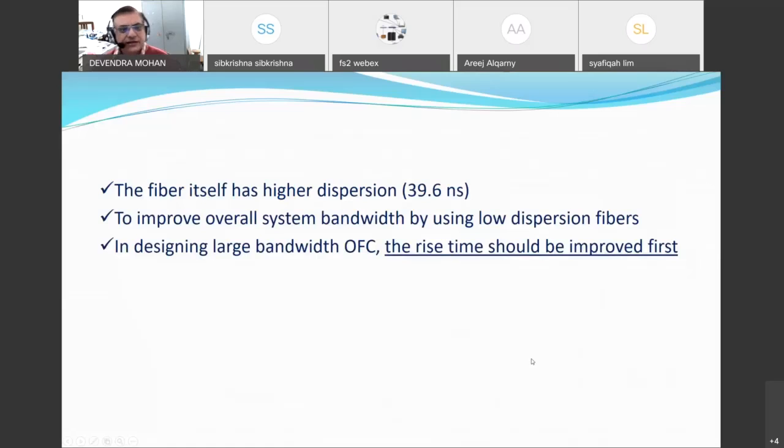Now fiber itself has higher dispersion, so we need to use low dispersion fibers. That is one very important point, that we will be using low dispersion fibers. Designing a large bandwidth optical fiber communication system, the rise time of the components.